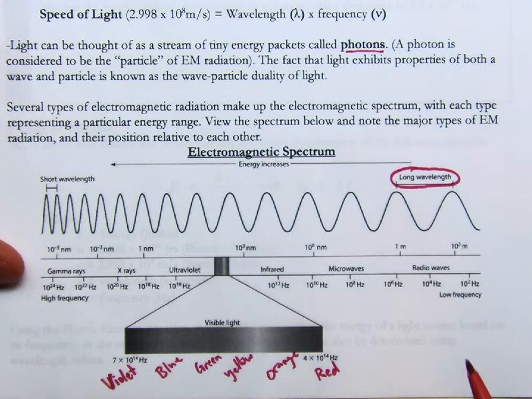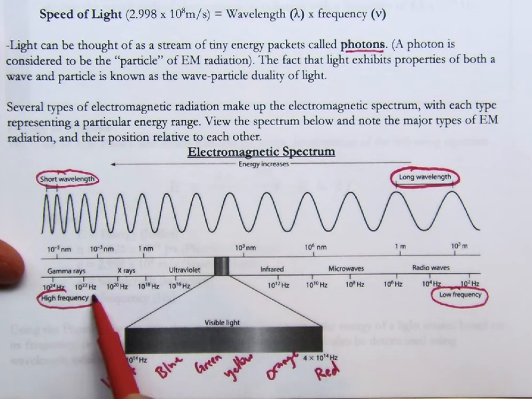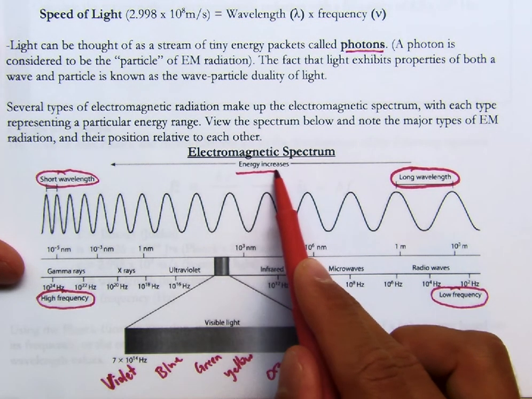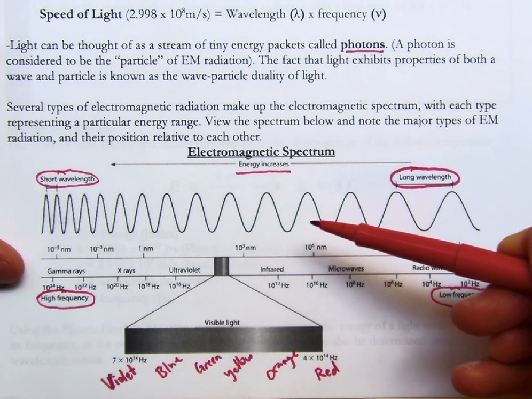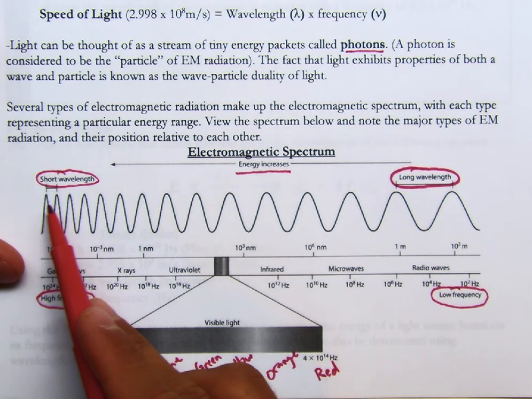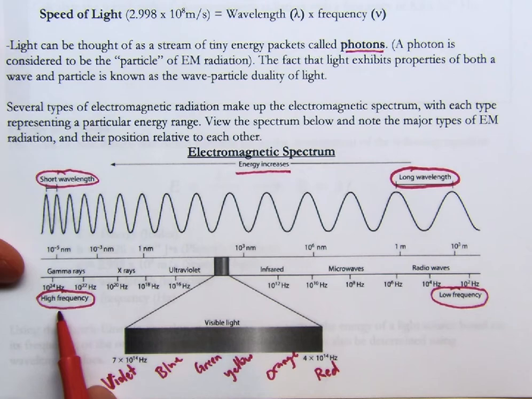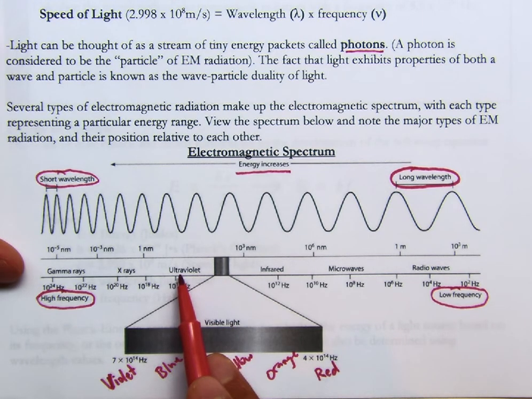Now I also want you to recognize where you have a long wavelength, you have a low frequency. Where you have a short wavelength is where you have a high frequency. And also notice energy increases as you move to the right. So as the energy of the photons and the electromagnetic radiation increases, the wavelength gets shorter and shorter, and the frequency increases. So if something has a shorter wavelength than what we can see with our eyes, it's going to have a higher energy, and it's going to have a higher frequency.